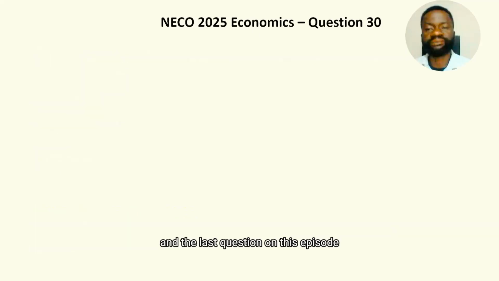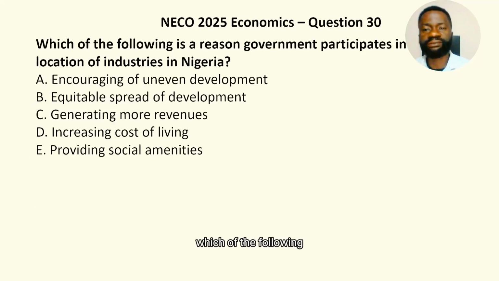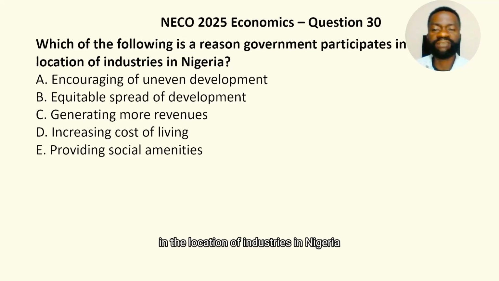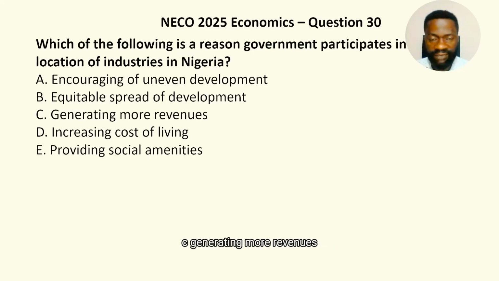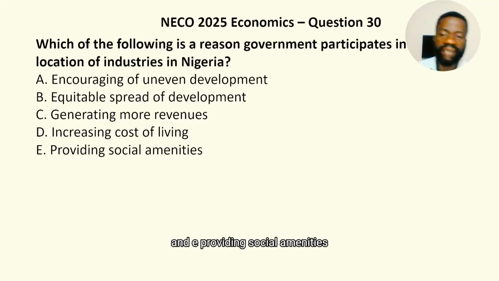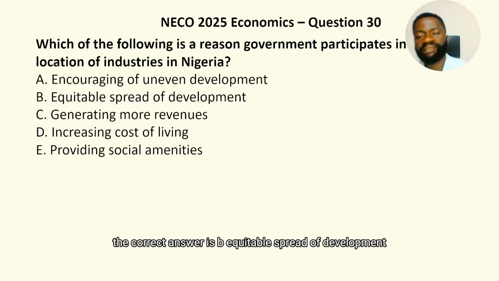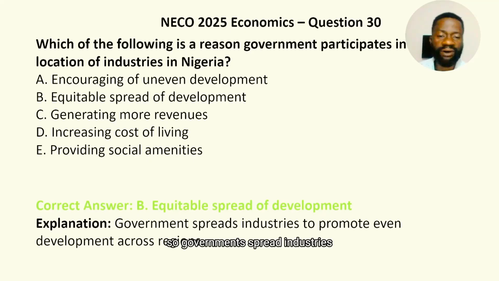And the last question on this episode: which of the following is a reason government participates in the location of industries in Nigeria? A. Encouraging of uneven development. B. Equitable spread of development. C. Generating more revenues. D. Increasing cost of living. And E. Providing social amenities. The correct answer is B, equitable spread of development. So government spreads industries to promote even distribution across regions.